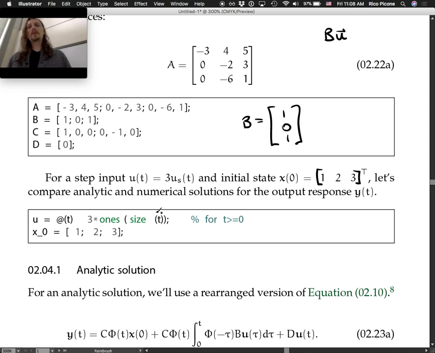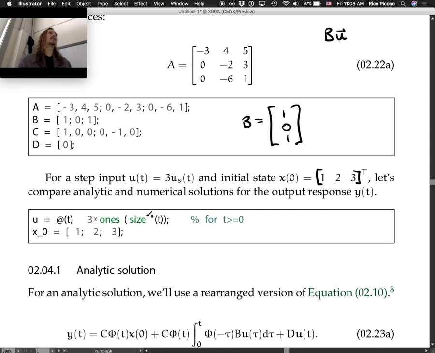And I wrote this function like this. The first time I wrote this function, I just wrote it as 3 and just assumed any time you put in there, it would return 3. But then I was like, you know what I want? I want to be able to put in a time vector to this and have it return a 3 for each value of time also. So that's why I wrote it like this.